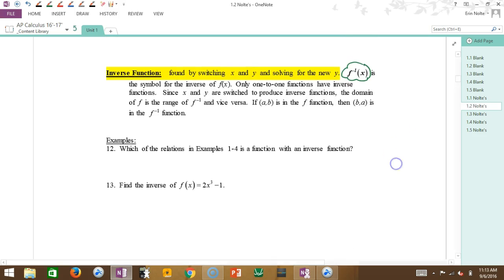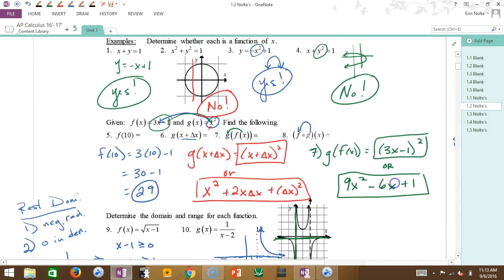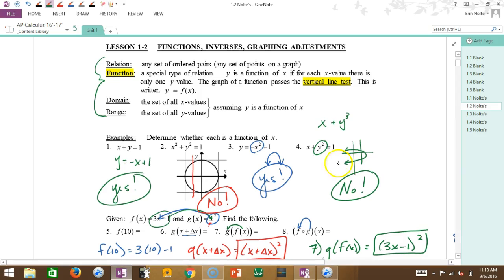Number 12 says, which of the relations in 1 through 4 is a function with an inverse? So which of these has an inverse? Going back here, I even drew these out. Remember number 1, this was linear, has a negative slope, so it's something like so. That passes the vertical line test. Does it pass the horizontal line test? Yes. So number 1 is a one-to-one function.